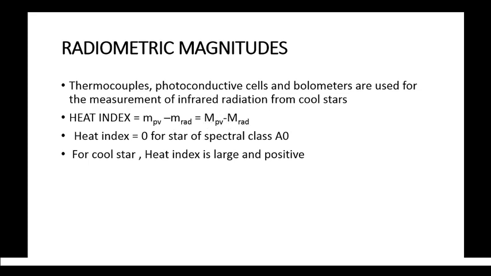Now, the stars are classified into several groups like O, A, B, etc. Now this heat index is measured 0 for the star of spectral class A0. See, A0 just denotes a group of stars. A classification of stars with a name A0 is there. So the stars of spectral class A0 have a heat index 0. You just note that value only.